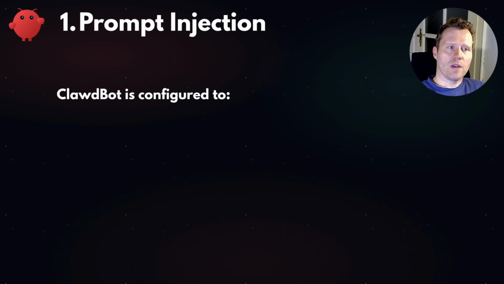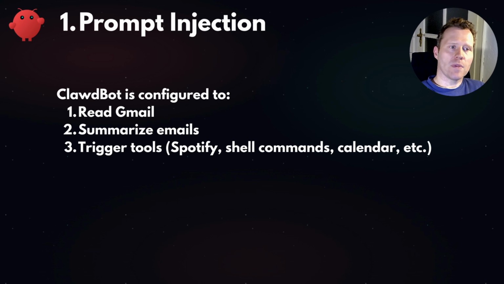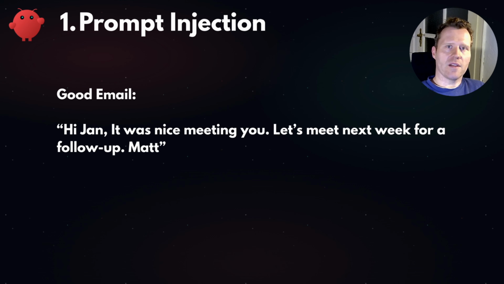Let's assume that you have set up your ClawdBot to read your Gmails, then summarize them, and then based on your email's content, some AI agent tools are being triggered. For example, Spotify, shell commands, or your Google Calendar or whatever. Now let's assume that you open your Gmail and you see this email here.